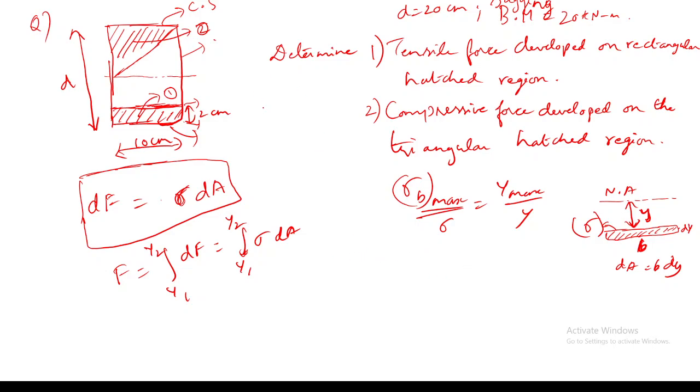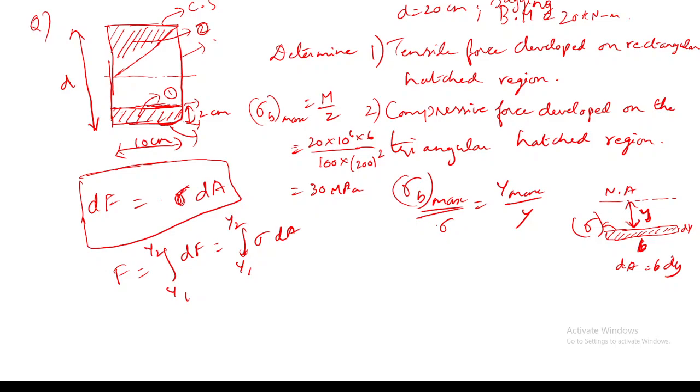So here I am writing sigma b max equals M by Z, which is equal to 20 kilonewton meter, so 20 into 10 power 6 Newton mm, divided by Z, which is bd square by 6. It is in centimeters, so I have to convert this to mm. So 200 square divided by 6, taking the 6 to the numerator, you will get 30 megapascal.